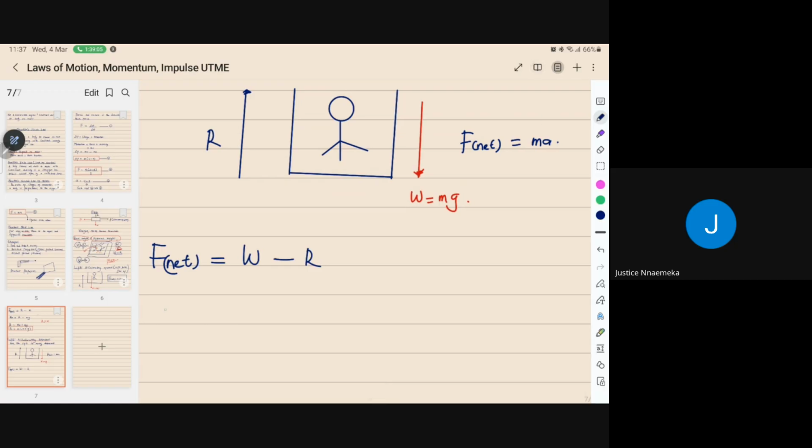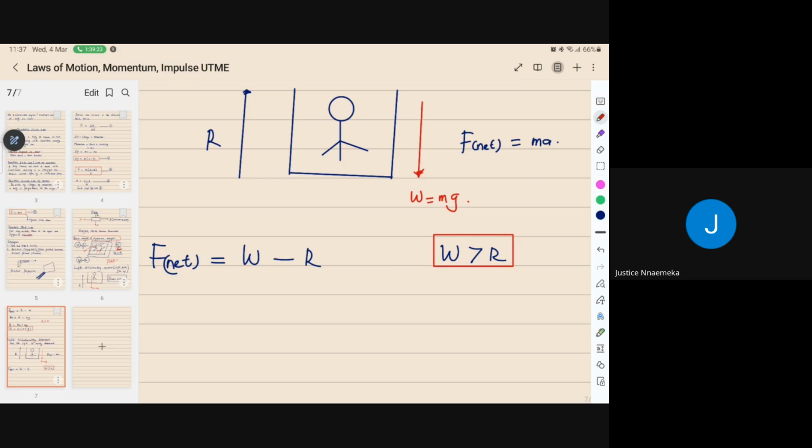At that point, you have your F net. Here, what happens is that W is greater than R. What happens at that point is that your scale is going to weigh less. The apparent weight is going to be smaller, and that's why you feel lighter.